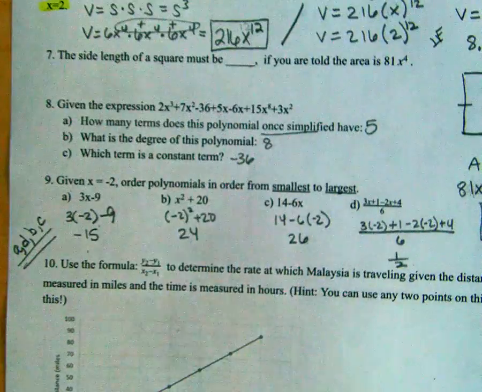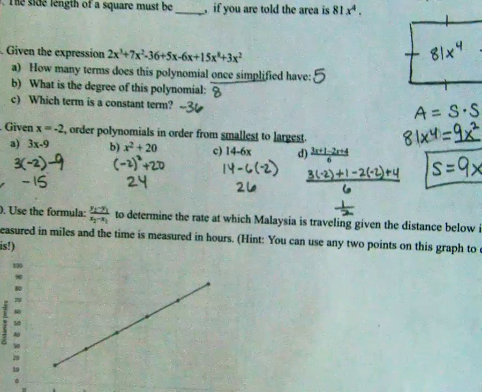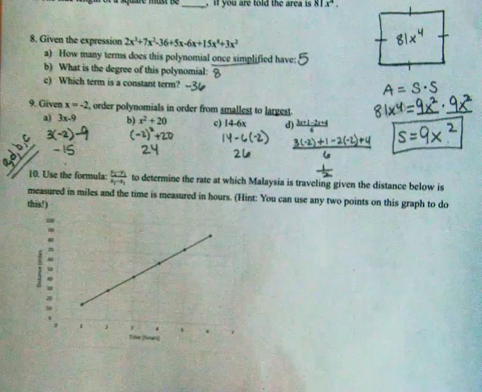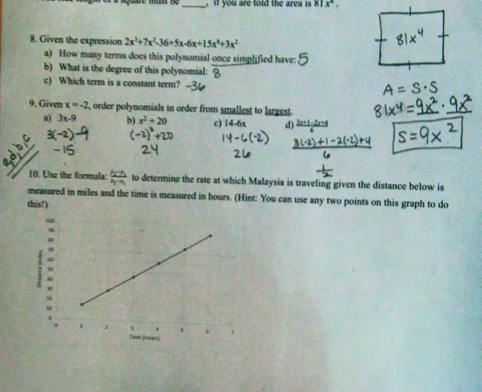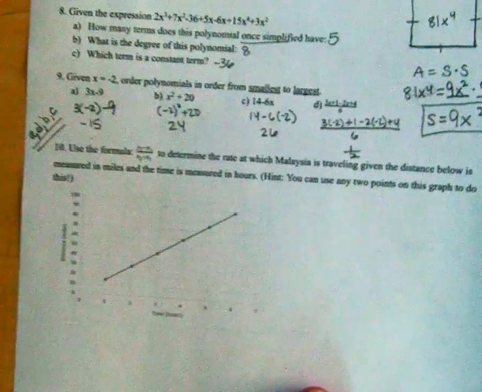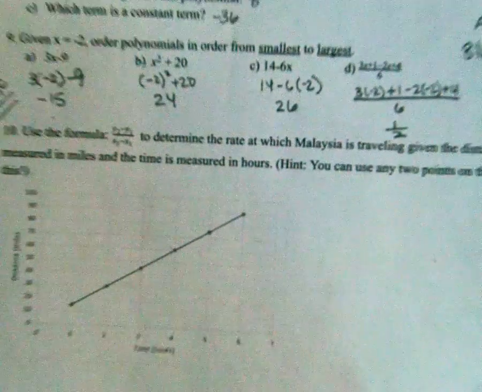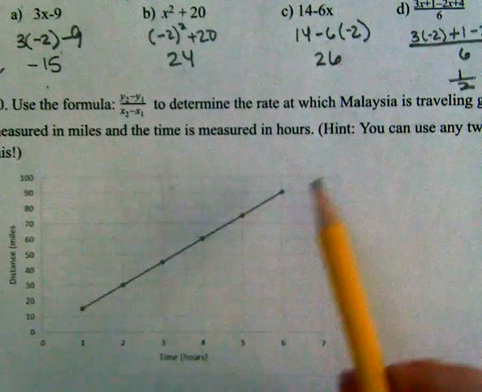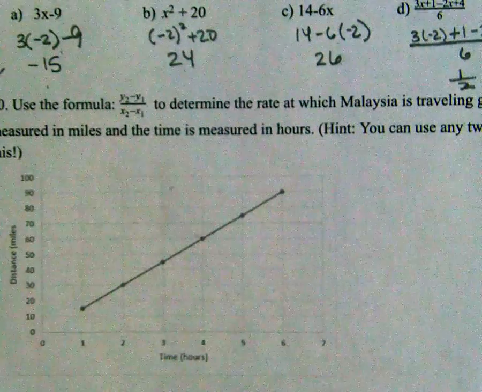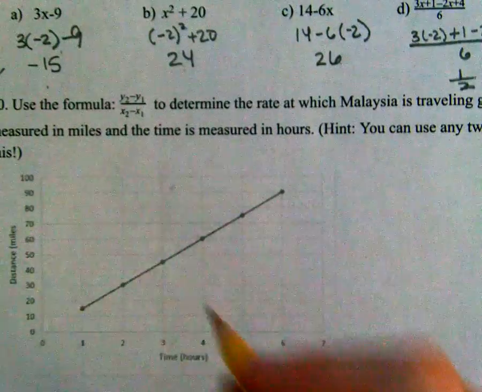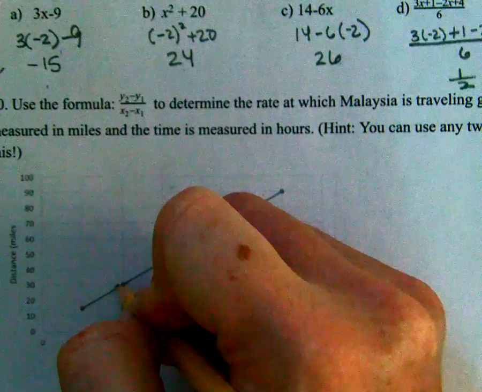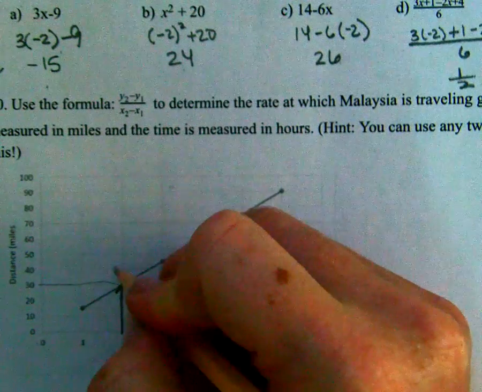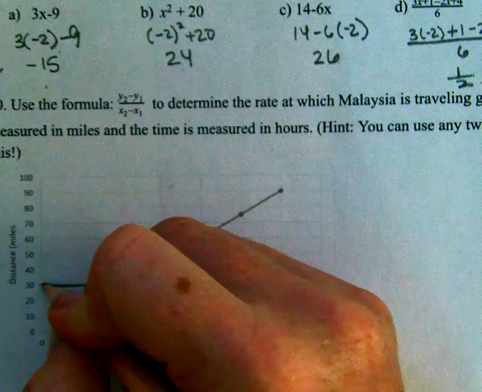One more. It says, use the formula to determine the rate at which Malaysia is traveling given the distance below, measured in miles and time in hours. And so what we're going to have to do here is first pick 2 points because the slope formula requires 2 points. Okay? Now, you can pick any 2 points. I would highly recommend that when you pick your 2 points, they're at whole numbers, just to make your life easier. Okay? So this point right here is at 2, 30.